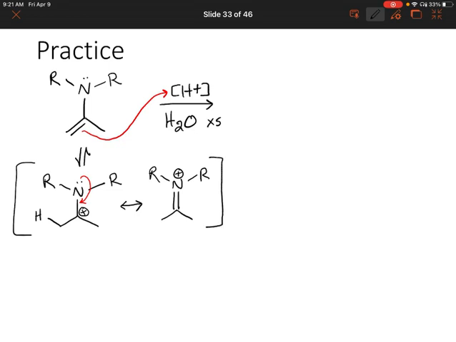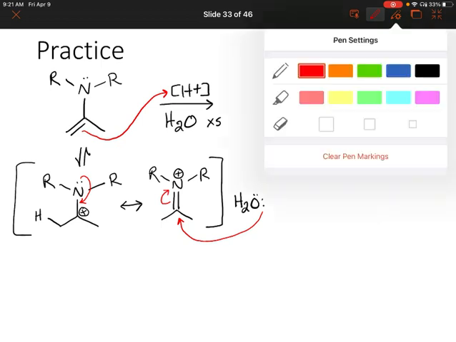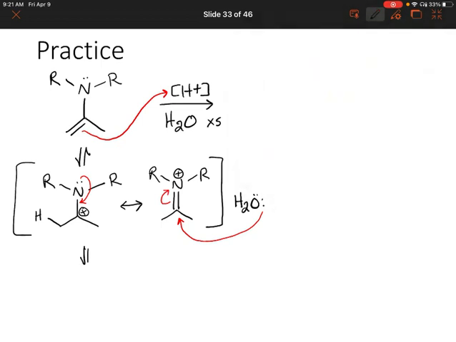But additionally, remember we're using excess water. So a water molecule can come in and attack that partially positive carbon, and that will move electrons back up to nitrogen. So now we have our nitrogen on one side and our water molecule on the other.